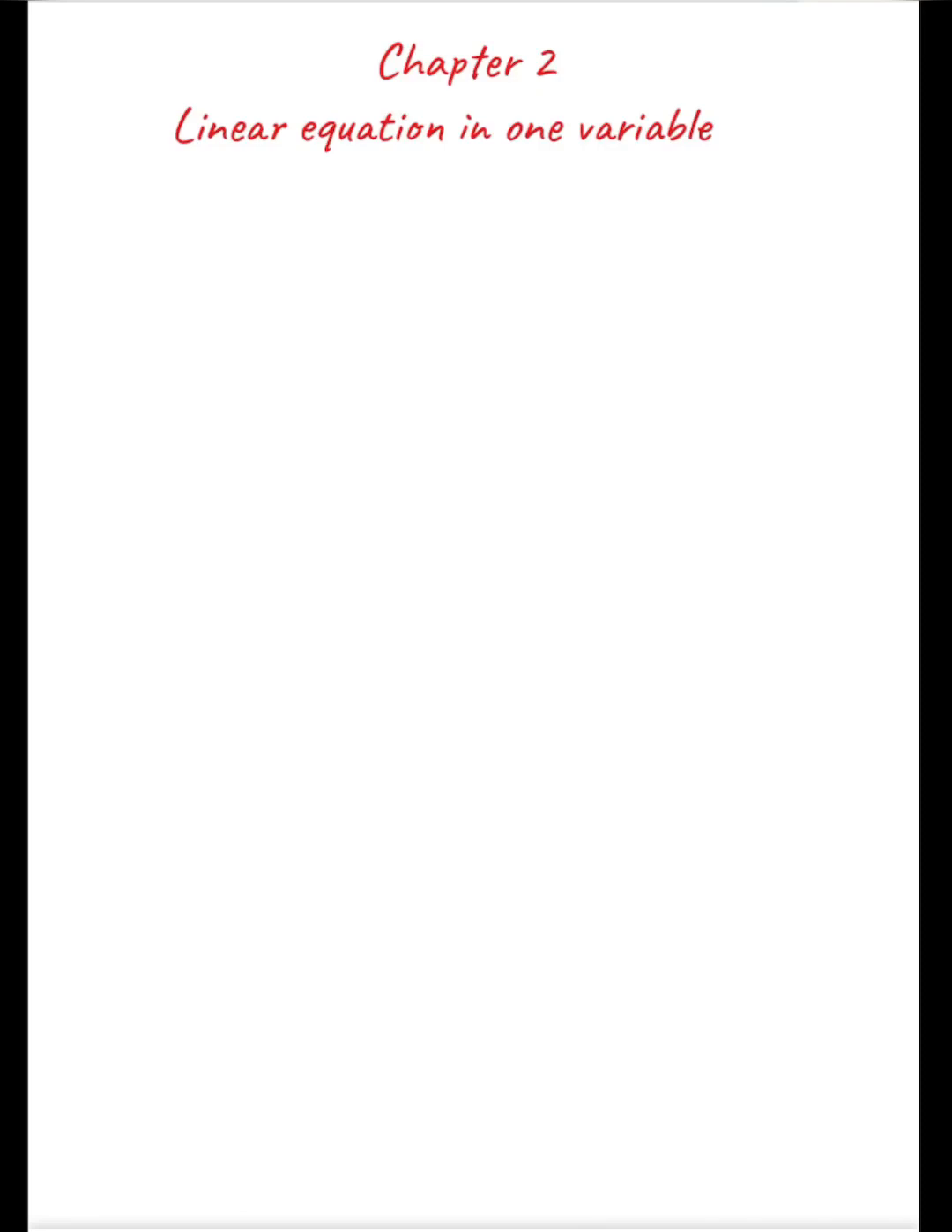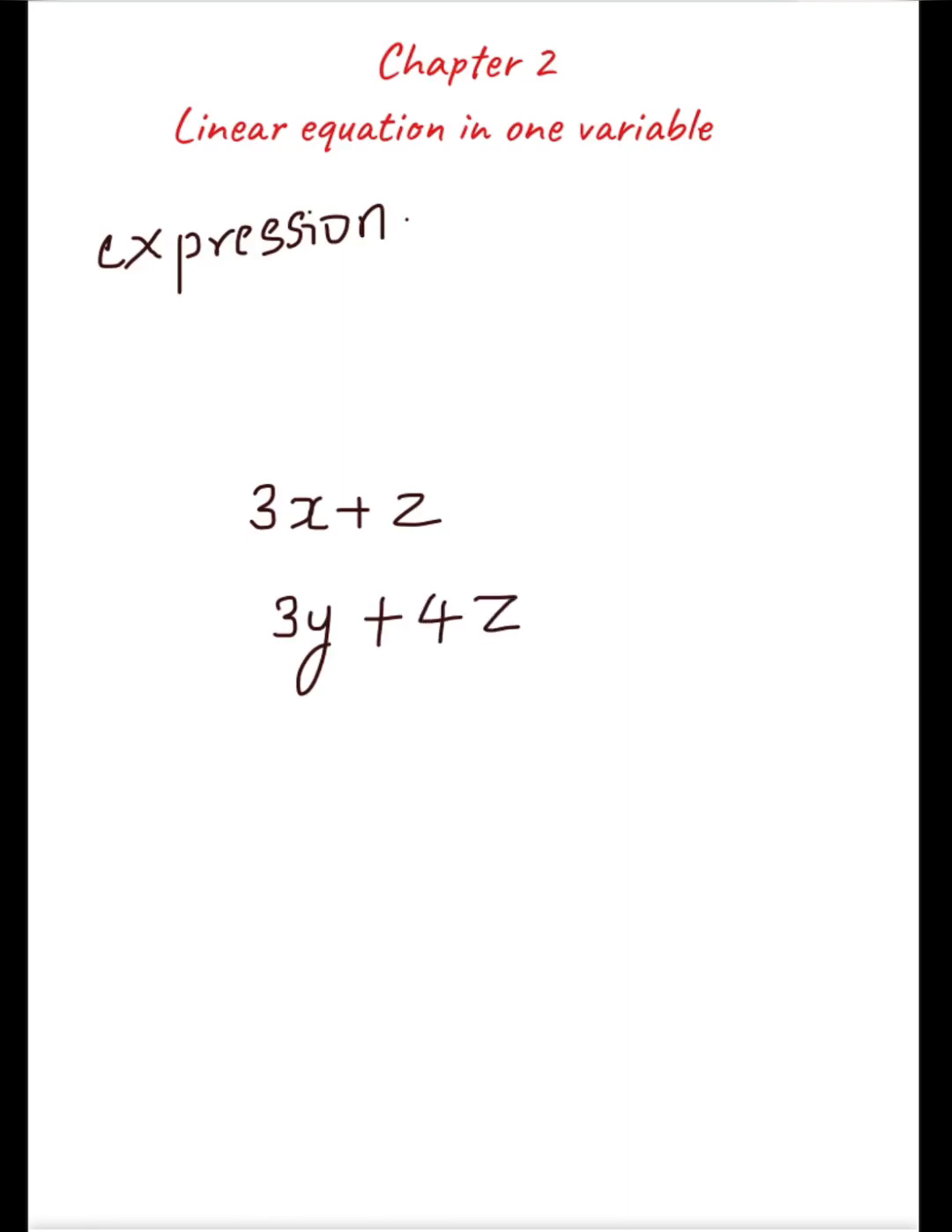Before explaining what you mean by an equation, let me ask you what you mean by an expression. Expression means what? 3x plus 2. This is an expression. Or I can say 3y plus 4z. This is again an expression. Now 5x plus 8 plus 9y. This is again another expression. All these are examples for expression.